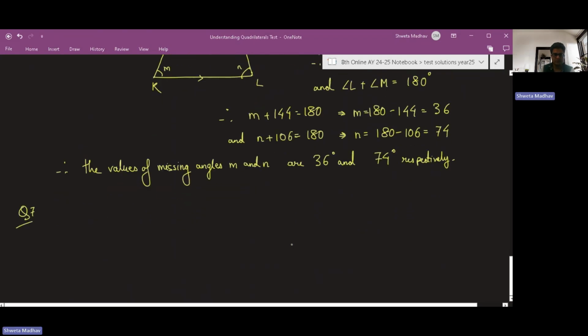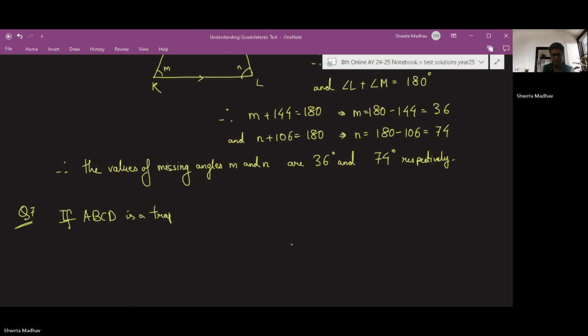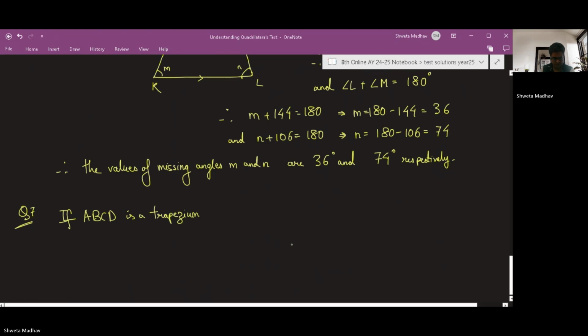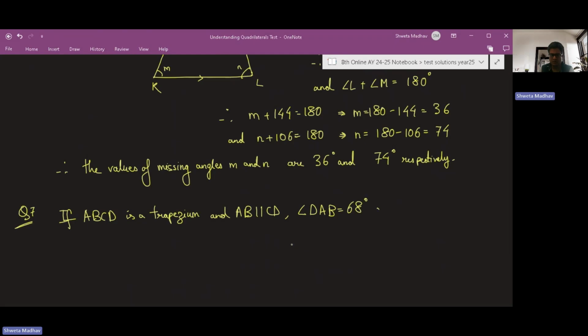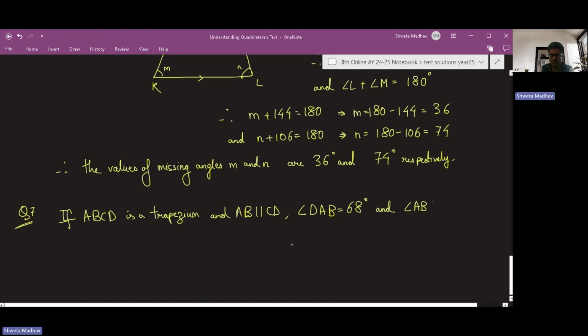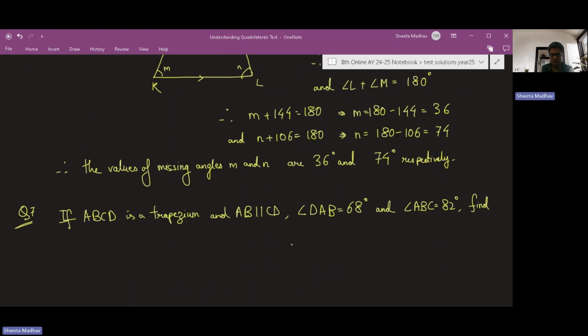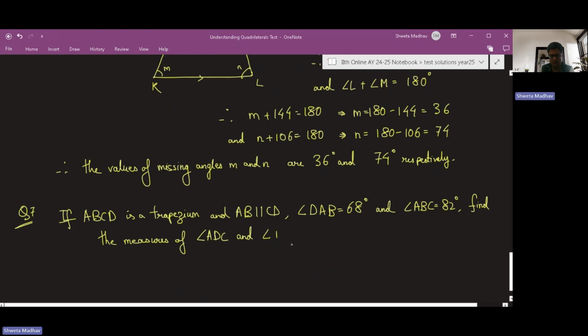Then in question number 7, it has been told that if ABCD is a trapezium and AB is parallel to CD, and angle DAB equals 68 degrees and angle ABC is equal to 82 degrees, then find the measures of angle ADC and angle BCD.